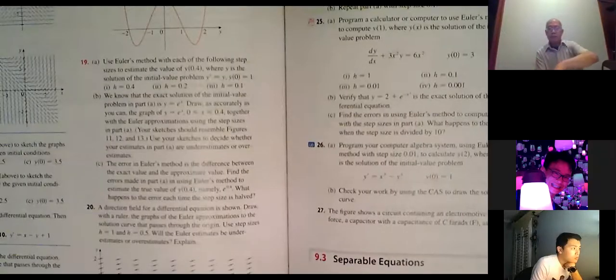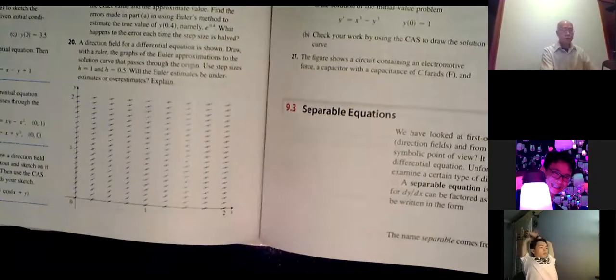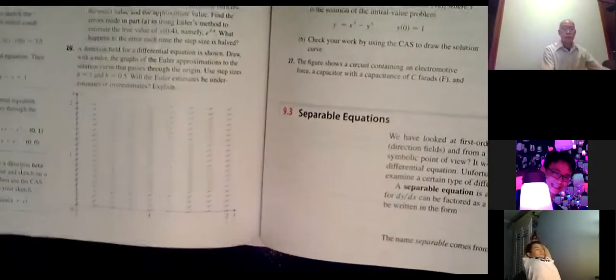9.3. Something called separable equations. Page 599. Separable equations. So what are separable equations?